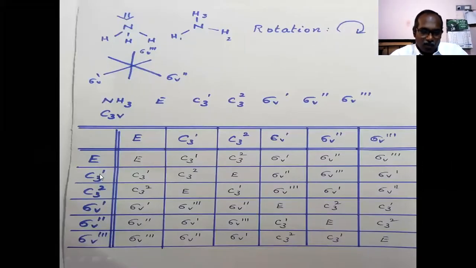Now look here. When you do C3 twice, that means 240 degrees, followed by C3 once, another 120 degrees. Therefore, as a whole, you have rotated 360 degrees. Therefore, it is the identity element E. First, let us finish off the places where we get the identity element. Look here, C3 once, 120 degrees, C3 twice, 240 degrees. Therefore, you are getting the identity element here.